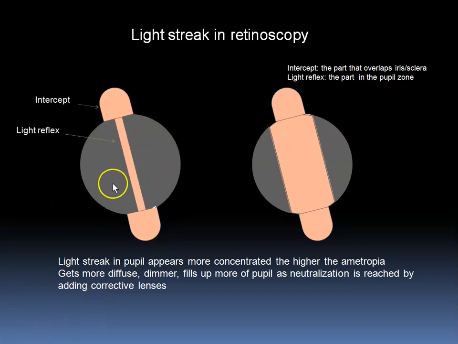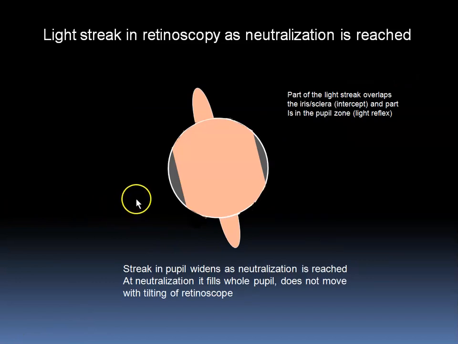The higher the ametropia, the narrower the light reflex looks as compared to the intercept. As we approach neutralization by adding more corrective lenses, the light reflex widens. As we get closer to neutralization, the light reflex widens even more until it fills the whole pupil and does not appear to move with the tilting of the retinoscope.